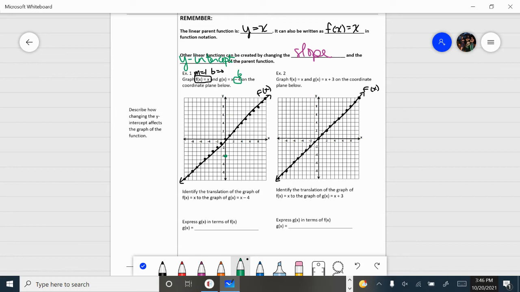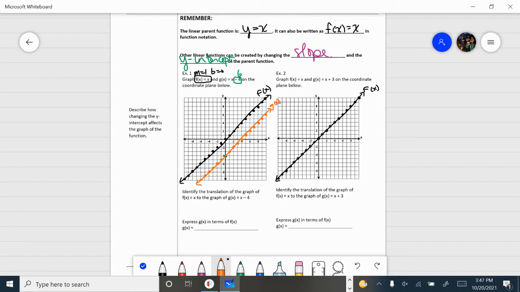Now our slope is still the same. Our slope is still 1. So we're still going to do 1 over 1. And just to give you a heads up, on this lesson today, this video, we're not going to change any of our slopes. All of our slopes are going to be 1. We're just going to change our y-intercepts. And look at what happens from the parent function to the new function. Okay, so here is my g of x function. Okay, I'm going to label that as g of x.